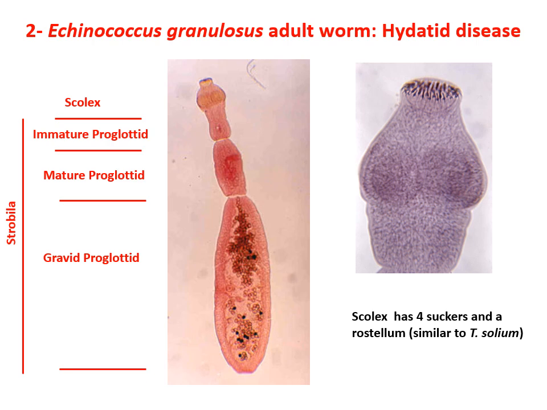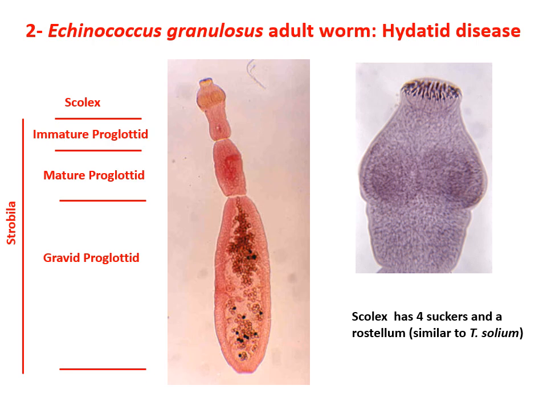So as a summary, we said that Taenia solium has four suckers and a rostellum. Taenia saginata has only the four suckers. Echinococcus has four suckers and also the rostellum. So these are the differences between the scolices of Echinococcus granulosus, Taenia solium, and Taenia saginata.